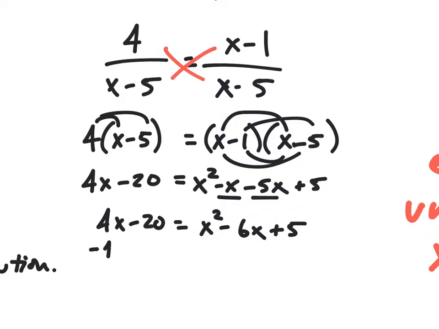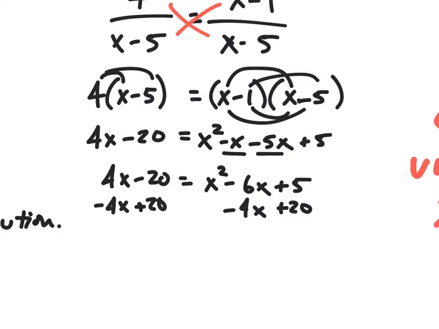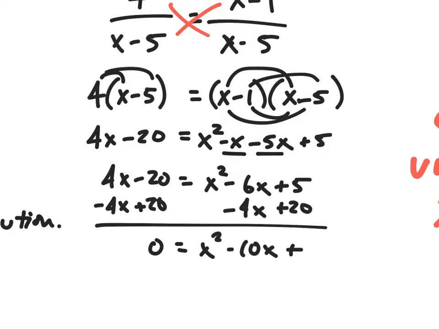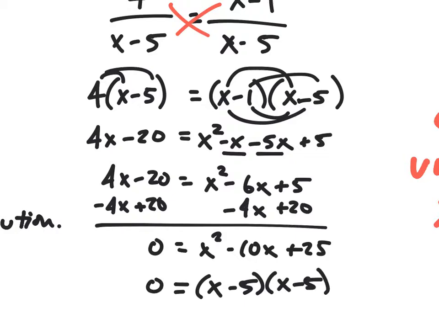I'm going to subtract 4x from both sides and add 20 to both sides, because I want to get everything set equal to 0. So 0 is equal to x squared minus 10x plus 25. Now I want to factor this. Two numbers that multiply to positive 25 but add to negative 10 are negative 5 and negative 5. So x minus 5 times x minus 5 is equal to 0.